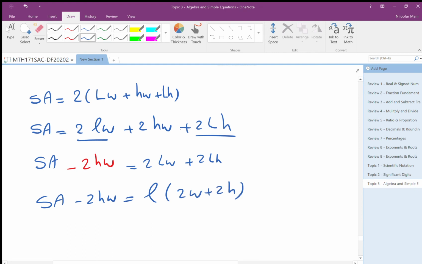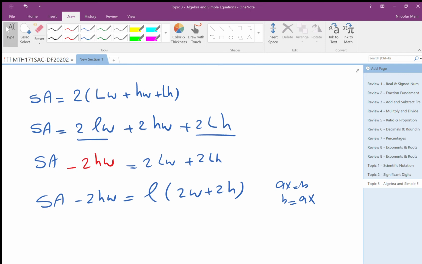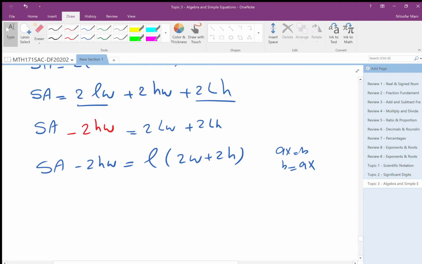Okay, so here I have, instead of ax equal b, I have b equal ax. Doesn't matter. When I have left side equal right side, I have also right side equal left side. So I can just change them. Okay, so I can do this. So I can say it's L multiplied by (2W plus 2H) equal SA minus 2HW. Doesn't matter. Okay, doesn't matter. Or even I can say from there.